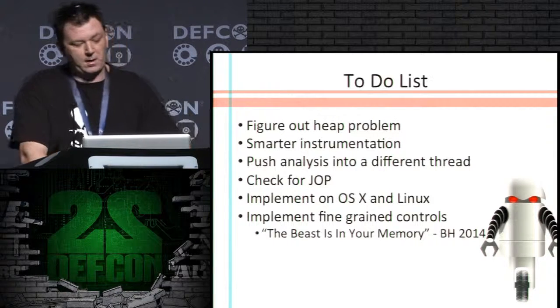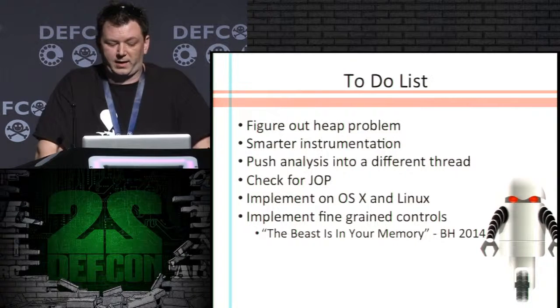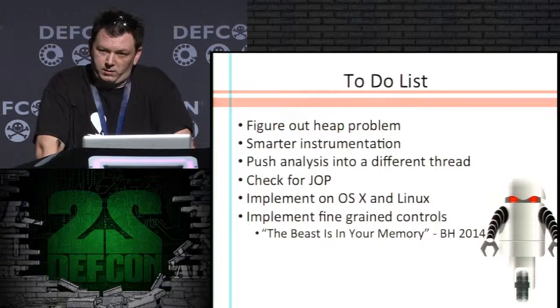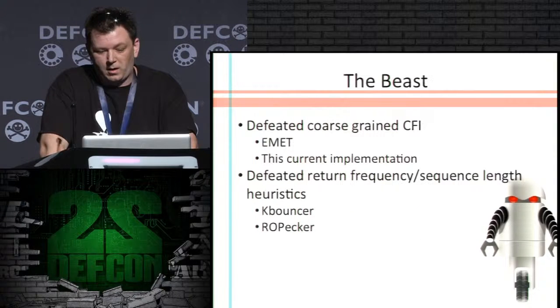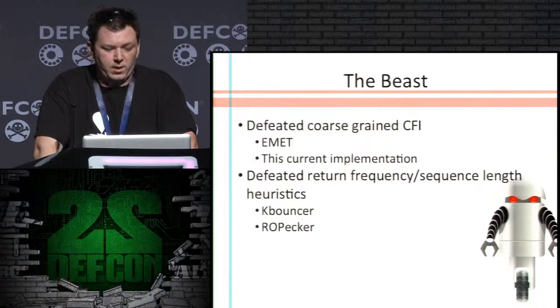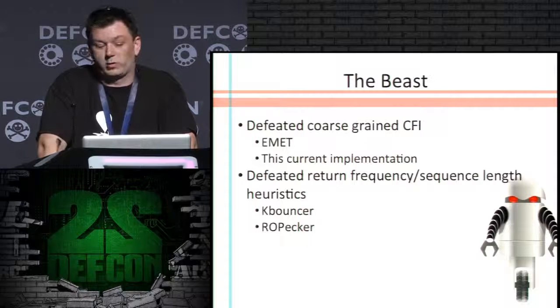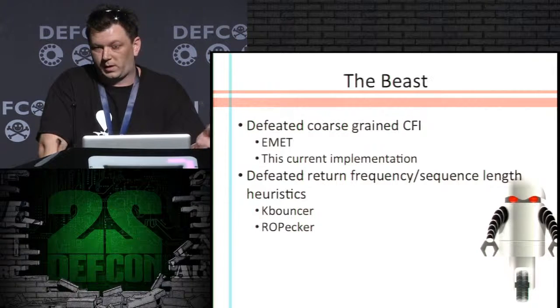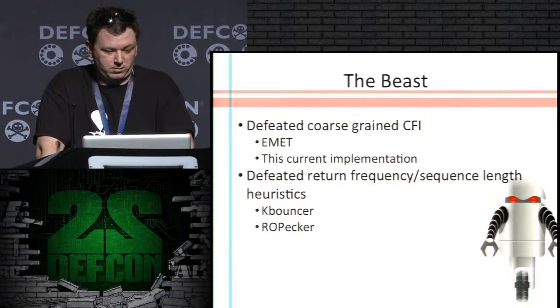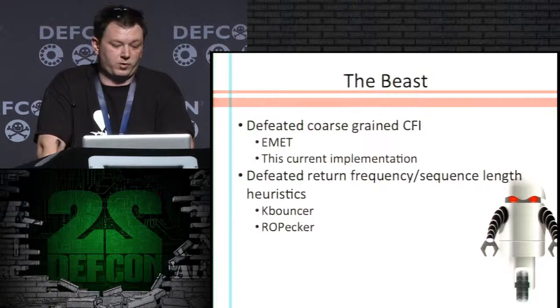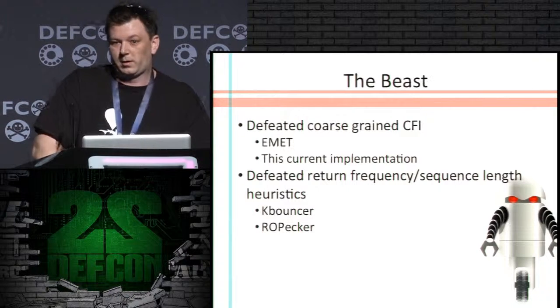Also, on Wednesday at Black Hat, there was a really good talk about bypassing all the ROP stuff. I want to talk about that for a little bit here. They defeated essentially all the coarse grain CFIs. They had a demo where they defeated EMET, the latest one. It would defeat my current implementation, and defeated return frequency and sequence length heuristics from kBouncer and ROPecker. So that's the state of the art now.